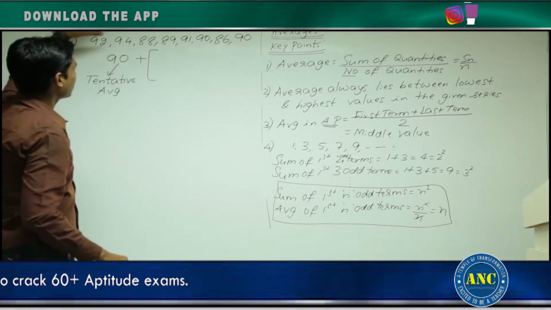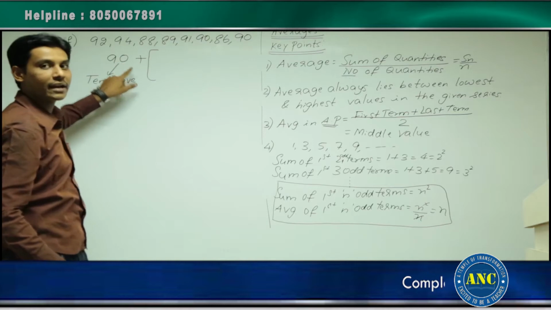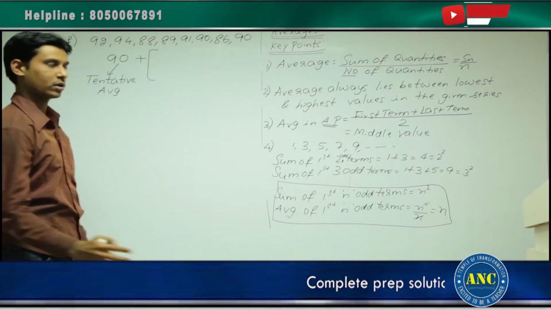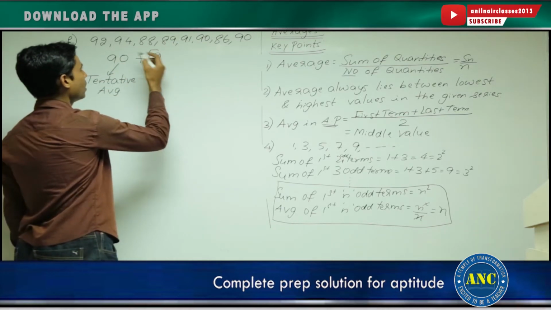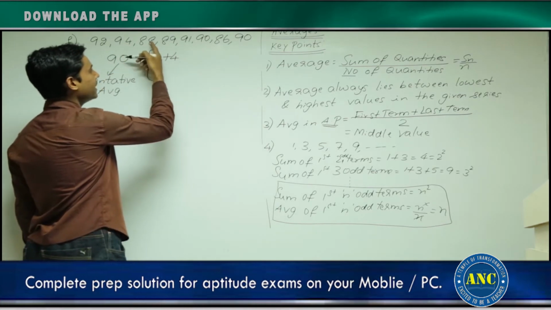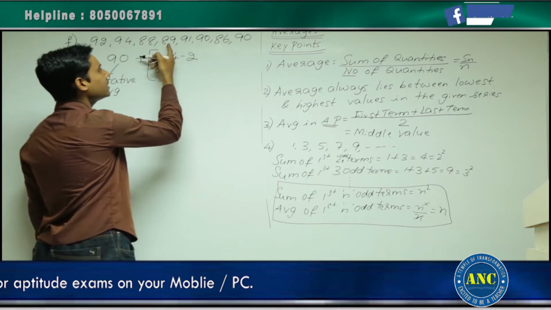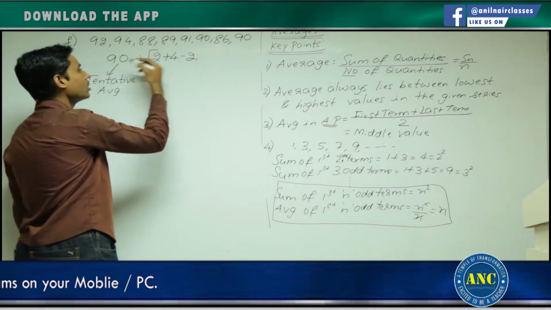If you observe, the first term is 92. 92 is how many units more than 90? 92 is 2 units more than 90. So it is plus 2. 94 is 4 units more than 90. It is plus 4. 88 is 2 units less than 90. So it is minus 2. 89 is 1 unit less than 90. So it is minus 1.